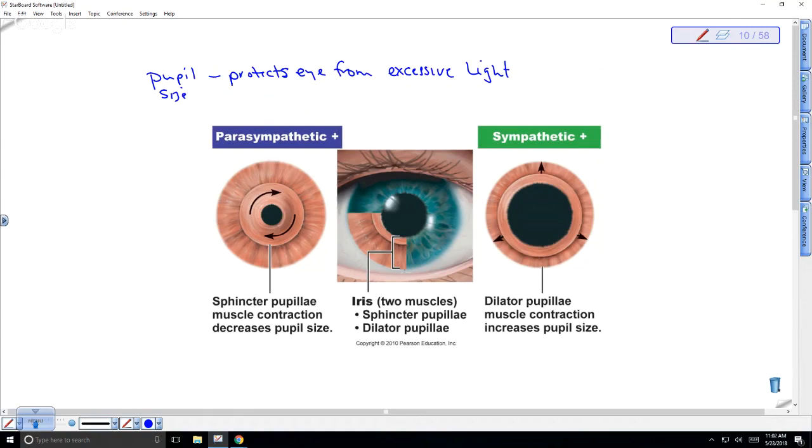We talked about how the parasympathetic causes constriction, and then the sympathetic causes dilation, and that's because they act on two different sets of muscles. You don't need to know the names of them, two different muscles, but those are examples of smooth muscle.